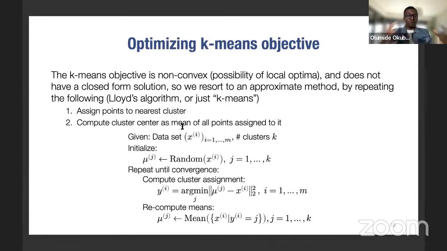We want to assign points to the nearest cluster. And then we will compute the cluster center as the mean of all the points assigned to it, right? So we have dogs, and the cluster center for dogs is the mean of all the features of dogs. I'm sure we know what mean is. Mean is add it all together, divide by n, or m in this case, right?